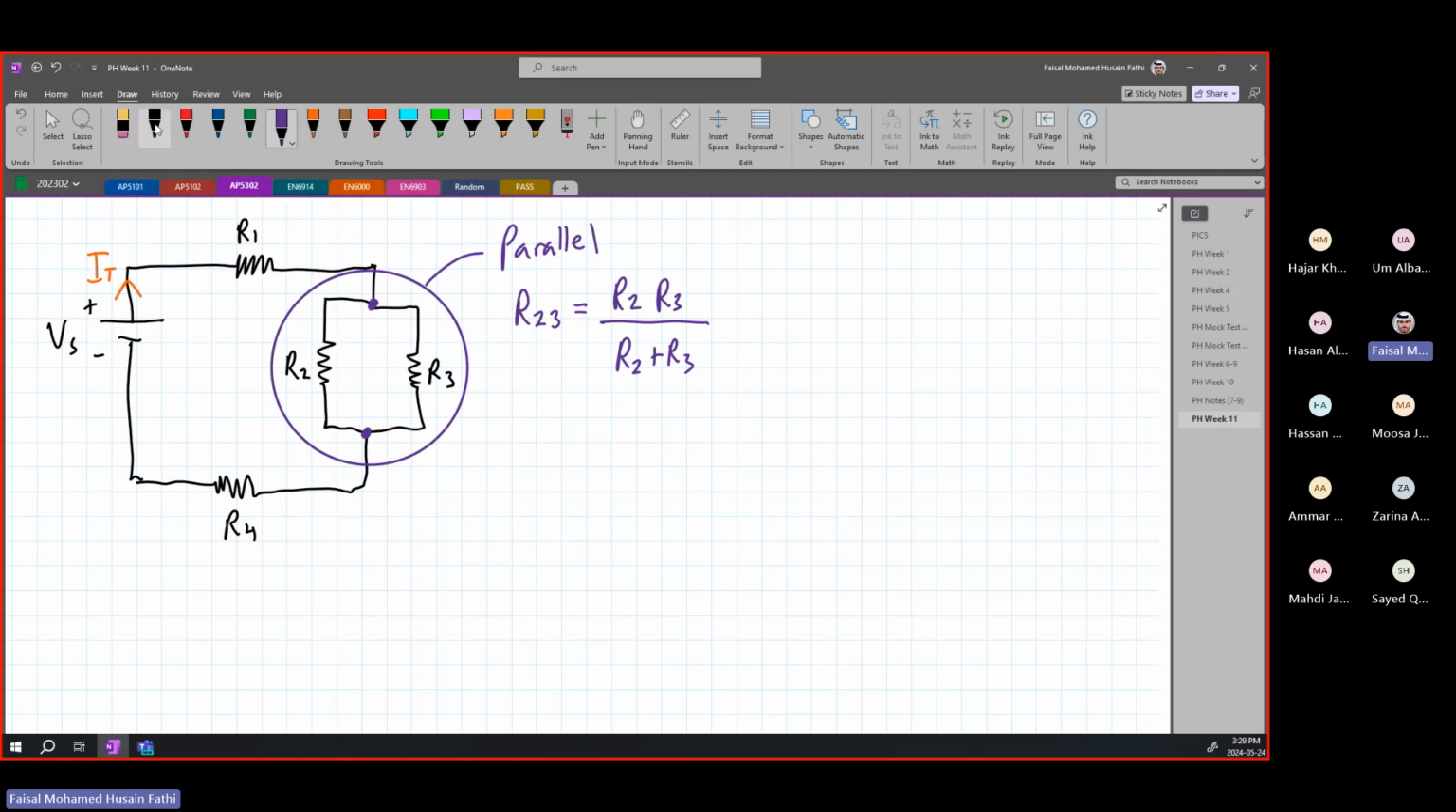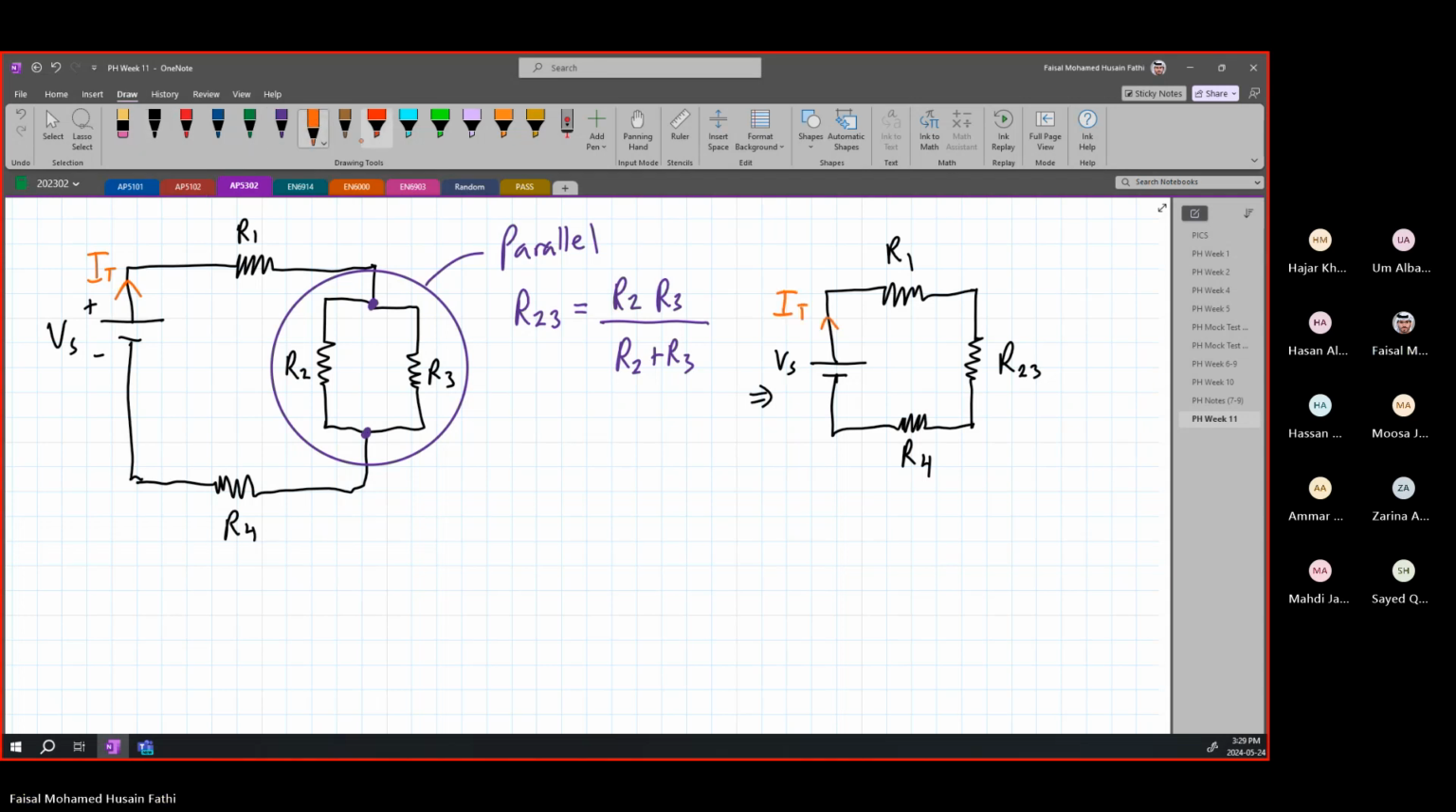And once this is simplified, the circuit is going to look something like this now. So we're going to have our voltage supply here. We're going to have our R1 over here. We're going to have one resistor here replacing these two resistors, which is R23 that we found the value of. And then we're going to have another resistor over here, which is R4. And this is our voltage supply, and this is our current, I total.